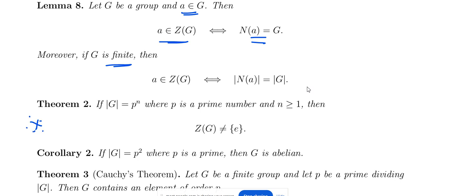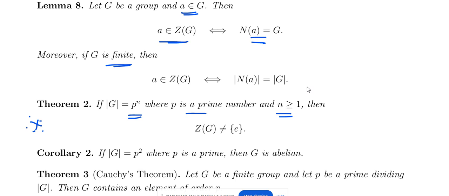Mostly a repeated question in competitive exams. The number of elements in the group G equals P power n, P is a prime number, n is greater than or equal to 1. Then the center of G is not only the identity element; it means there are some extra non-identity elements. That is the P power n.